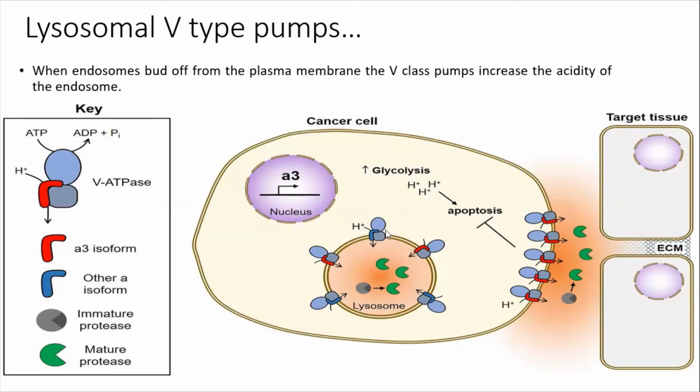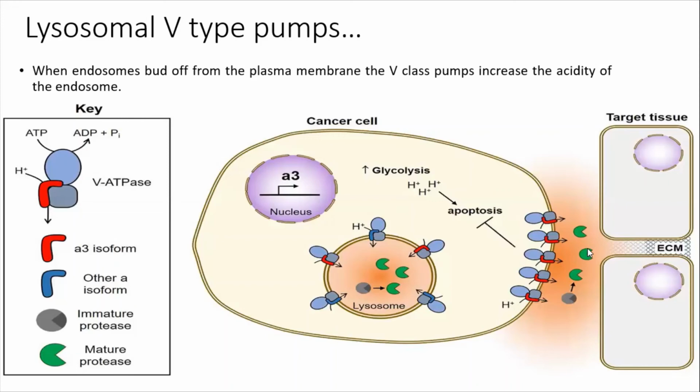See, if you see this structure, ये जो blue वाला है, they are the V class pump. यहाँ पे H+ pump की हम बात कर रहे हैं, ठीक है? So when you increase the H+ concentration, the pH is decreasing, correct? And that decrease in the pH is activating your proteases. So from immature, the green ones are the matured ones. Okay. So this is getting activated. Now, once these are activated, they are exocytosed out.